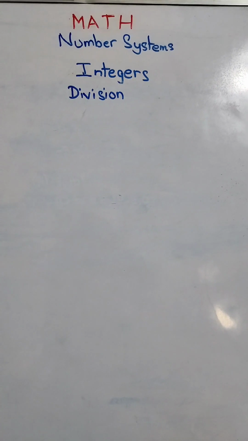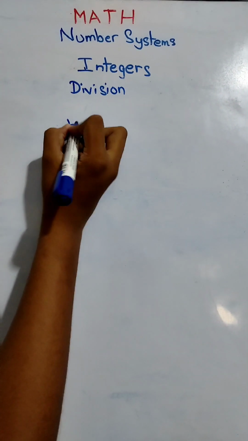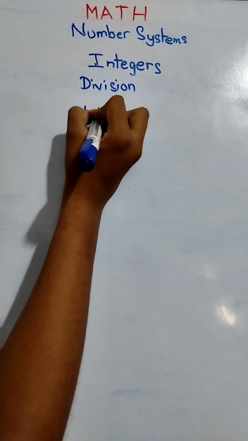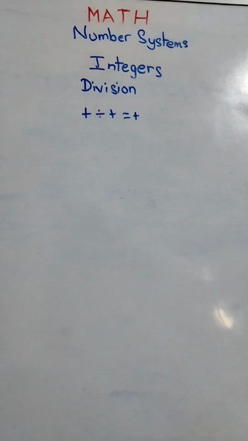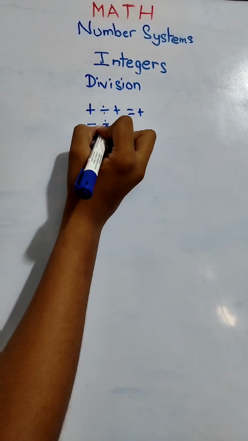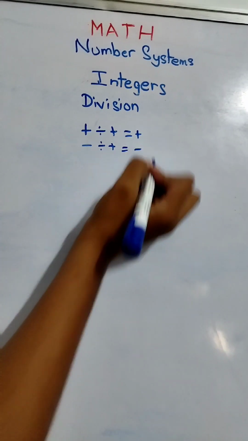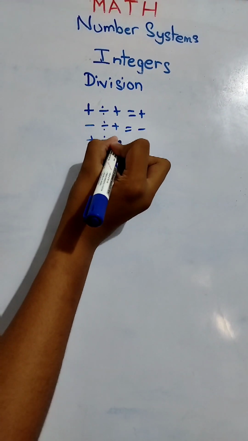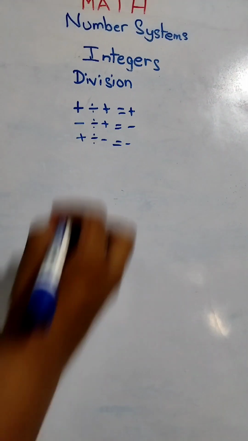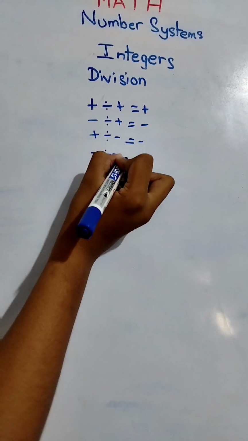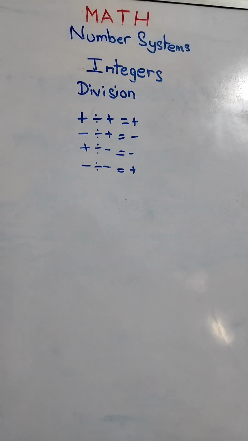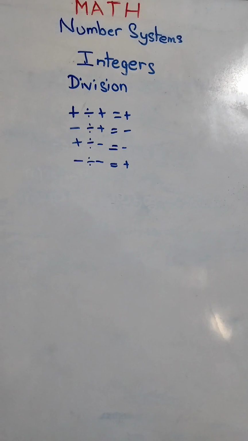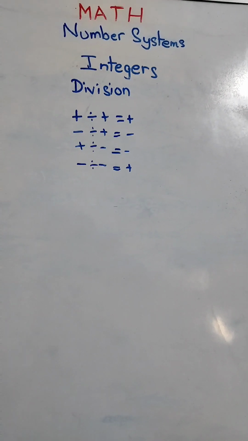Now some formulas I want to give you in division: a positive number divided by a positive number will always give a positive number. A negative number divided by a positive number will give a negative number. A positive number divided by a negative number will also give a negative number, but a negative number divided by a negative number will give a positive number. This is the same as what I gave for multiplication, because they both are very similar. Multiplication is repeated addition, whereas division is nothing but repeated subtraction.